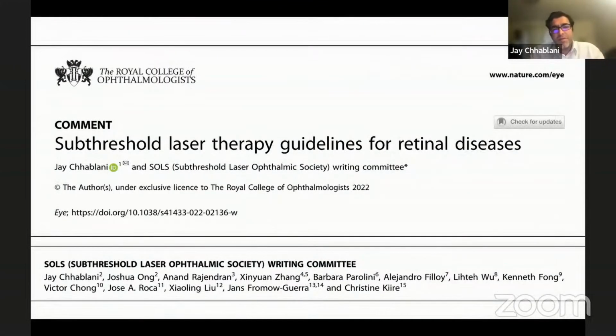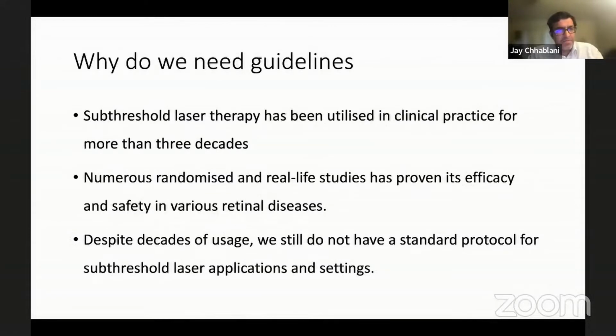So today I'll be talking about the subthreshold laser therapy guidelines for retinal diseases, which we established on behalf of SOLS Society. Why do we need guidelines? Because subthreshold laser has been utilized in clinical practice for more than 3 decades. There have been numerous randomized and real-life studies which have proven the efficacy and safety of this subthreshold laser in various retinal diseases. However, despite decades of usage, we still do not have a standard protocol for subthreshold laser applications and settings. And as you saw, as soon as we started the webinar, there were so many questions about the basic settings for subthreshold laser.